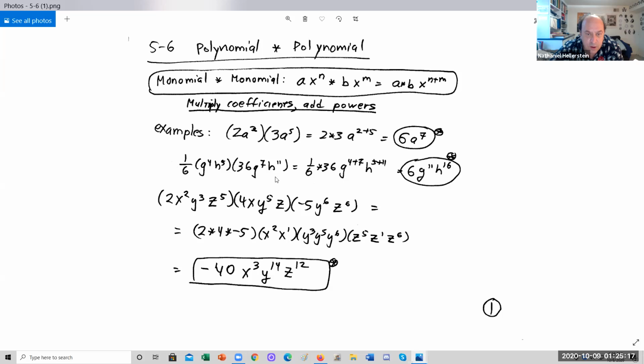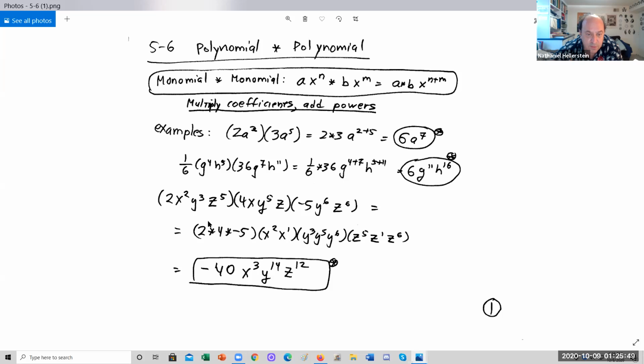Now for this one, we have several variables, and so we have to take care of the powers for each variable. You have a 1/6 times 36. There you go, we multiply. g to the fourth times g to the seventh, so g to the 4 plus 7. h to the fifth times h to the 11, so h to the 5 plus 11. So the coefficient is 6, 4 plus 7 is 11, 5 plus 11 is 16, so 6g to the 11th, h to the 16th.